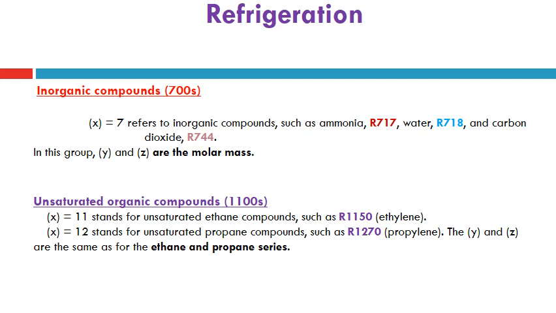Unsaturated organic compounds, 1100 series. When X equals 11, starting from 1100, it stands for unsaturated ethane compounds such as R1150, ethylene. Where X equals 12, it stands for unsaturated propane compounds such as R1270, propylene, which has the number 1270. The Y and Z are the same as for the ethane and propane series.